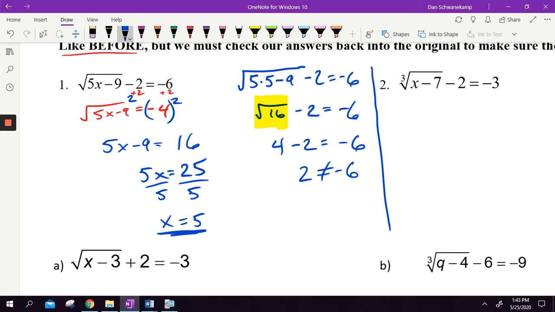If you are solving a radical problem and you have a square root sign, and to get rid of the square root sign, you square it, and you are squaring a negative number, that is not possible. Okay, you are not going to have an answer for this problem. The answer to this problem is no solution, because when I plugged 5 back in, it did not work.